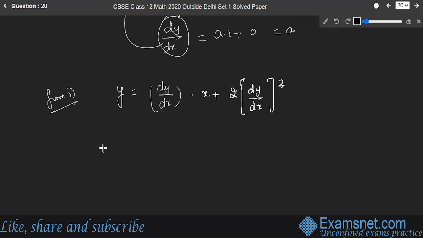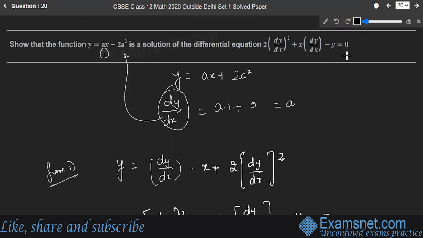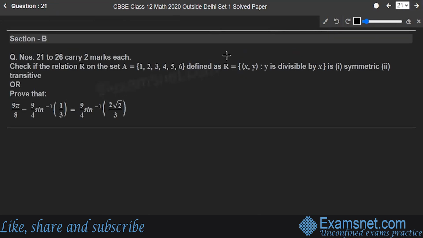Right. Now, if I rewrite this properly, this will be 2 into (dy by dx) whole square plus x into dy by dx minus y is equal to 0. So this is exactly what the equation was, hence proved, right? We had to show that this is a solution of this differential equation. We found out the value of a from here and we substituted back into the equation. We got this equation, hence proved. Let's move to the next question, number 21. From 21 to 26, they are carrying 2 marks, so bit lengthy questions.